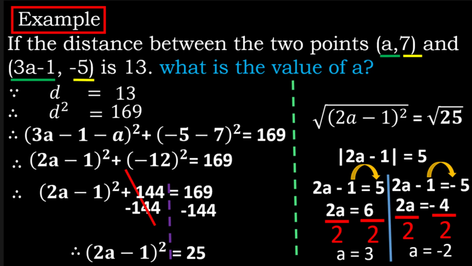So we have here two values of a, a equals 3 and a equals negative 2.